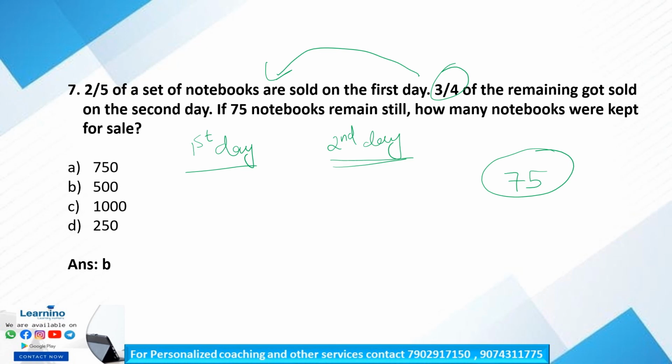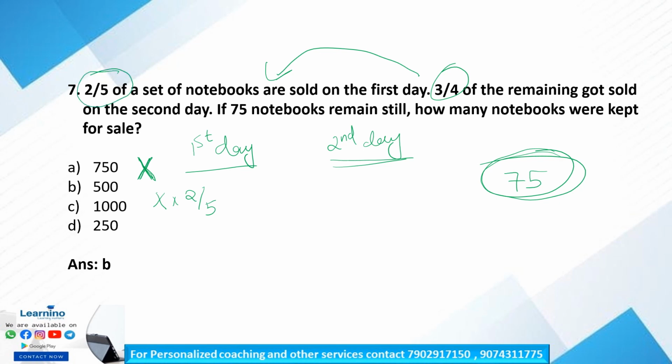That is, we have to find the x number of notebooks that are kept for sale. The remaining value is 75. Now we have to find the initial number of notebooks, that is the x number of notebooks kept for sale. So we have to find the value of x. So on the first day, okay, so we have x number of notebooks with us. Okay, so x into 2 by 5 of the notebooks is sold.